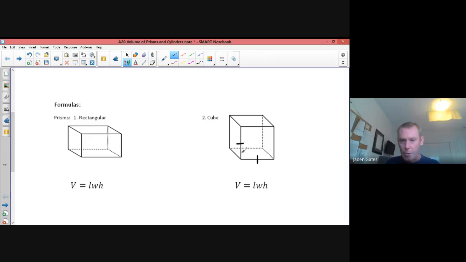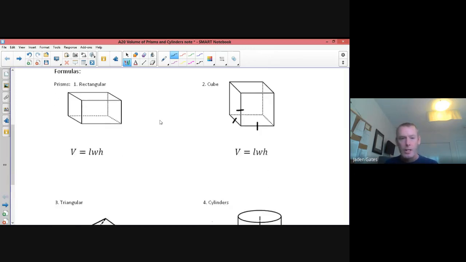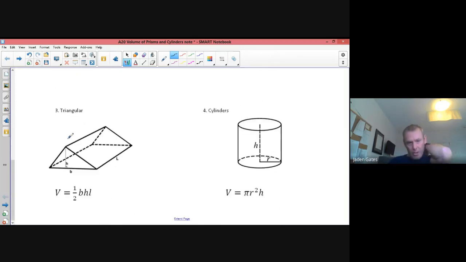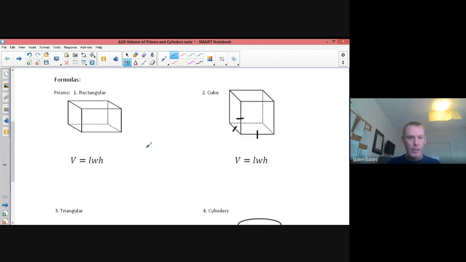That's the big thing with a cube, so I'll put those little tick marks there. We also have a triangular prism, which I would have to slice this way, like a loaf of bread, for all its cross sections to be equal. And a cylinder, I would have to slice left and right for all those cross sections to be equal. But we do have our formulas. For a rectangular prism, the volume is length times width times height, where here's our length, here's our width, and here is our height.